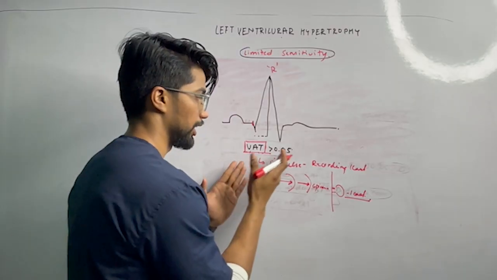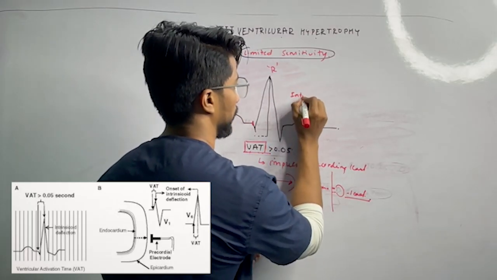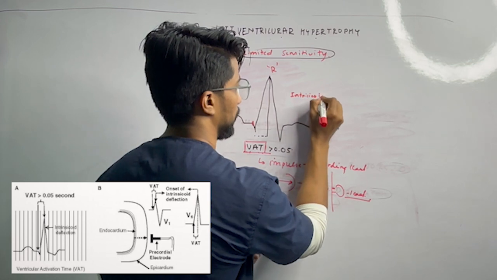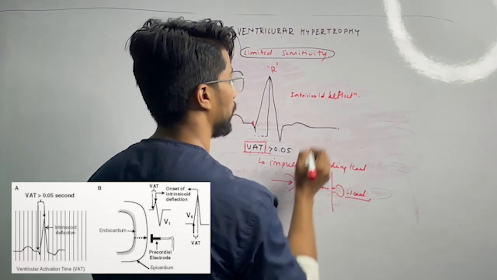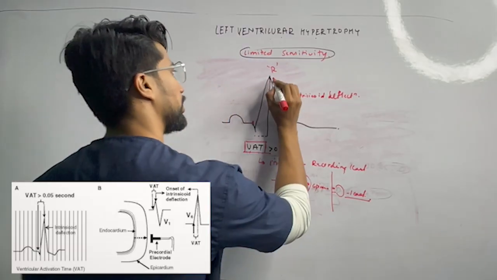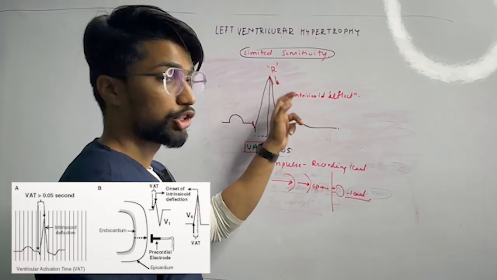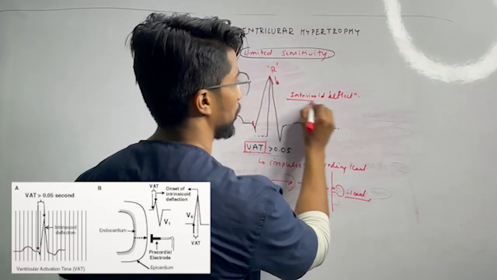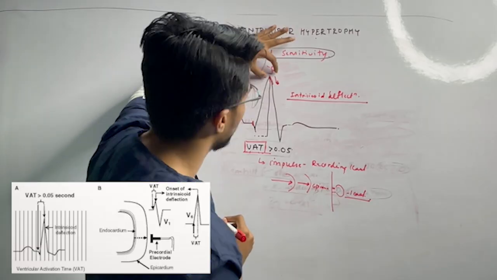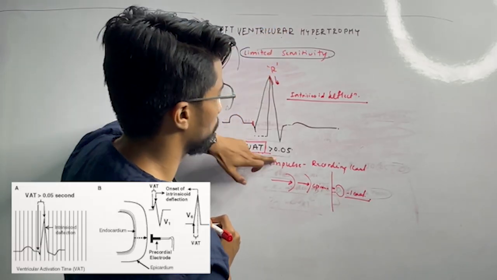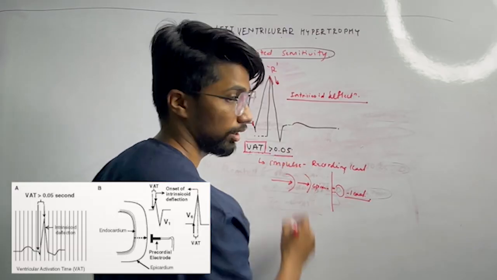Since the ventricular activation time is prolonged, the intrinsicoid deflection, that is when the ventricle is depolarized and starting to repolarize, which is represented by this downward deflection, is also prolonged. This downward deflection is called the intrinsicoid deflection. So the time when the intrinsicoid deflection occurs is also prolonged. Since the VAT is prolonged, the intrinsicoid deflection is also more than 0.05 seconds.